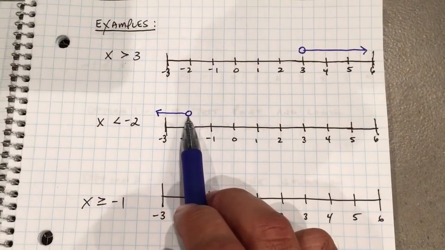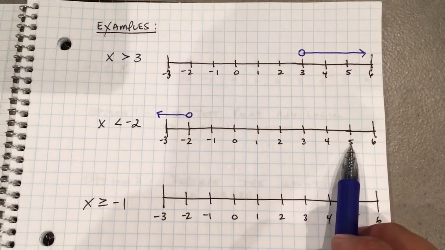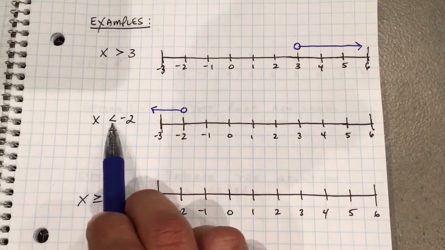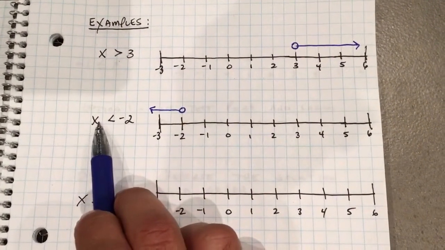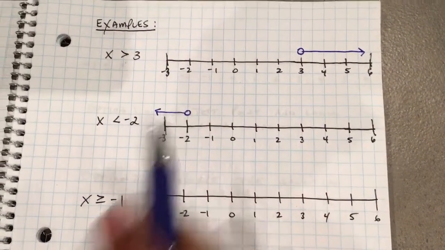And again, if you're not sure, use a test point. If I go way down here and use 5, if I plug a 5 in there, is 5 less than -2? No, of course not. 5 is greater than -2. So we have to point this to the left.